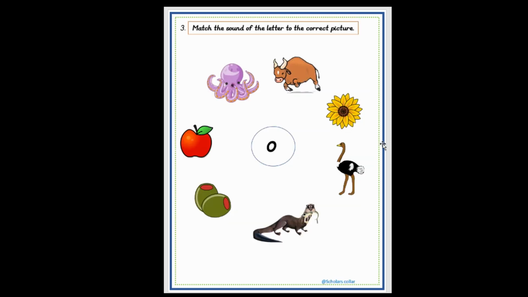Next worksheet is worksheet A. So A sound for octopus, ox, ostrich, otter, and olive. Remember, there are three important animals that have the sound of A. That's octopus, ostrich, and otter. And ox may or may not be a part of it, but these three animals, when you teach your child about the sound of A, you have to make sure that you include them.